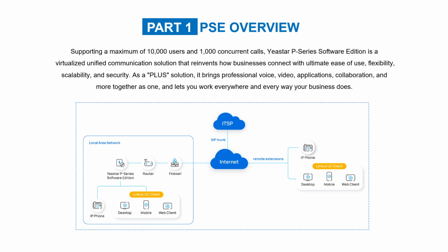And as for other configurations, they're all the same, just like the old way, just like how you would deploy the hardware system. You're going to register your IP phones and your Linkus UC clients on this P-Series Software Edition based on the local area network. Not a problem. And of course, on this local area network, we're going to have a router and a firewall.